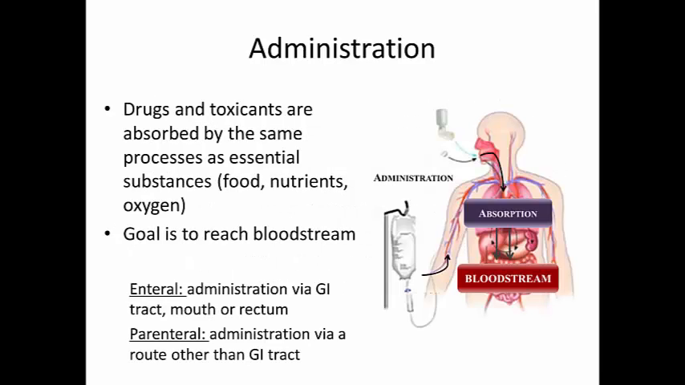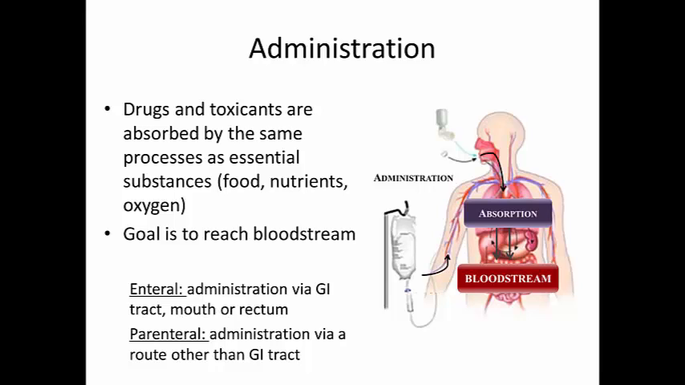The body does not have a specific system for the purpose of absorbing drugs or toxicants. Absorption occurs through the same processes that are used for the absorption of essential substances, such as food, nutrients, and oxygen. For most drugs, the goal of administration is to reach the bloodstream, where they will be transferred to the target site. However, there are some exceptions. For example, when the target of the drug is on a specific part of the body that doesn't need to be accessed by the blood, such as the skin or within the GI tract.